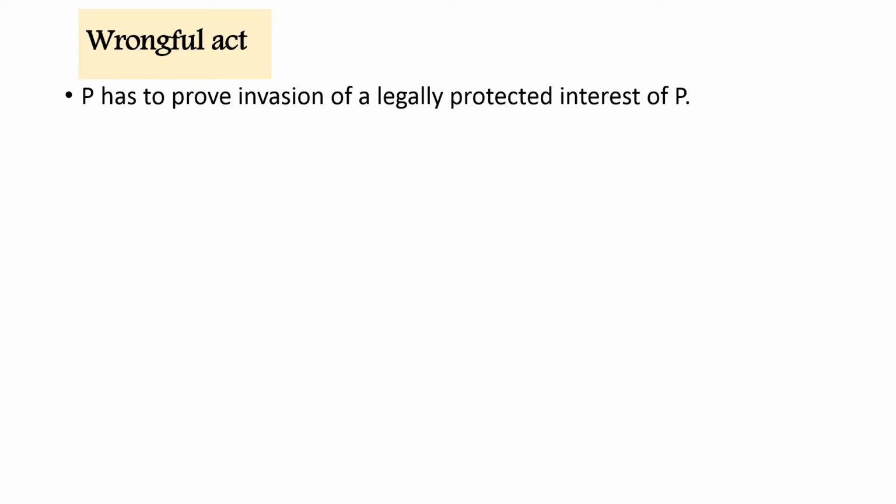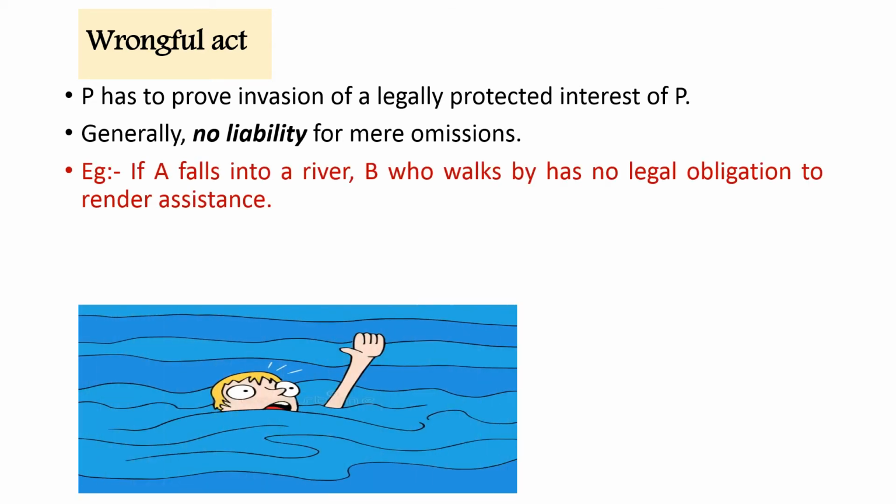A mere omission is something like this. If A falls into a river and B walks past him, in that instance, there is no legal obligation upon B to render assistance to A. So, even if B walks by without doing anything, he will not be liable and it is not a wrongful act. So, generally, there is no liability for mere omissions. However, in some exceptional circumstances, an omission becomes actionable as a delict. These instances we will discuss in detail in another lesson.